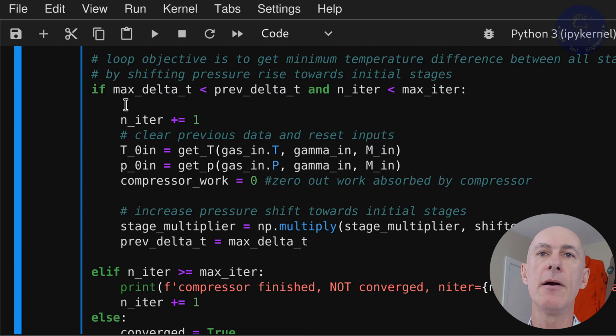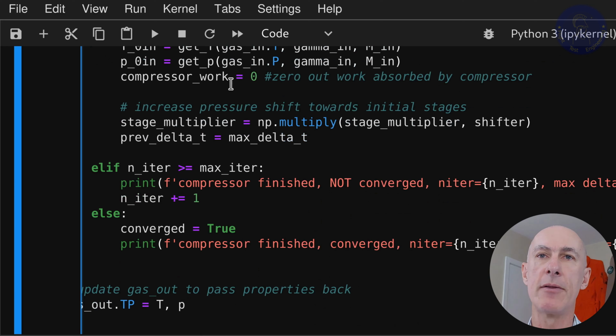And then here, if our maximum delta T is less than our previous maximum delta T, and the number of iterations is less than the maximum, then we go again and run the loop again. We increment the number of iterations. We clear the previous data and reset the inputs by setting our static temperature and pressure going in as the static temperature and pressure of the gas that we said is going in.